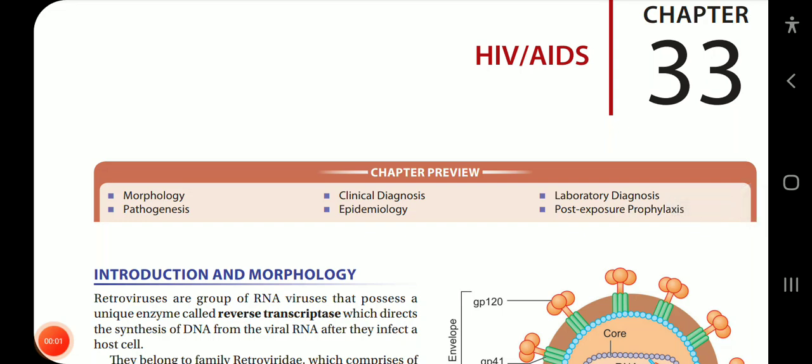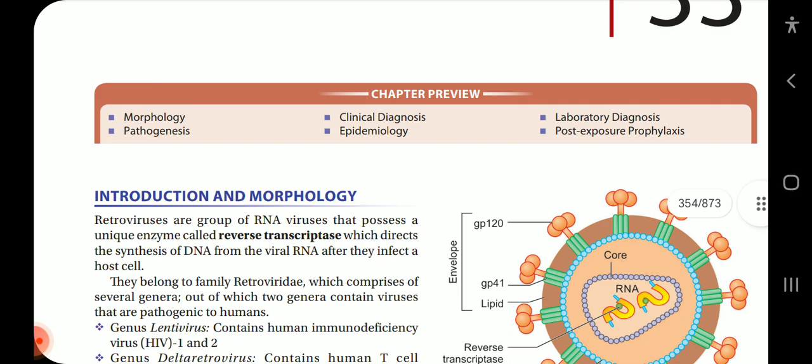So children, today we'll be starting with chapter 33 of Apurba Sastry's Essentials of Microbiology, which is HIV and AIDS. In this part, we'll be covering morphology, pathogenesis, clinical diagnosis, and epidemiology, while the lab diagnosis and post-exposure prophylaxis will be covered in the subsequent parts. So, starting with introduction and morphology.